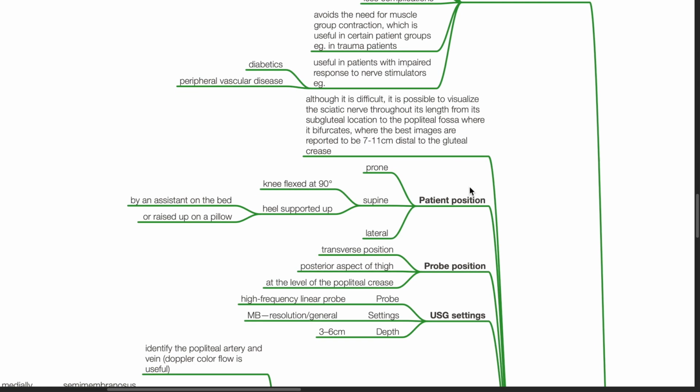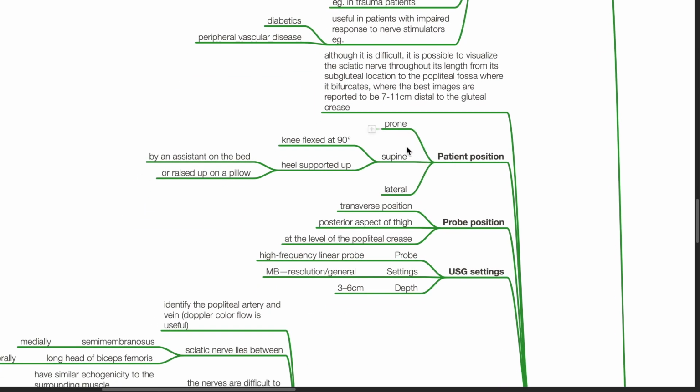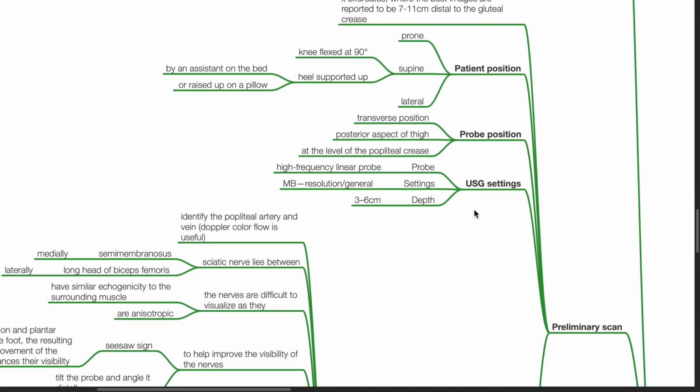Patient position can be prone, supine or lateral. In the supine position, the knee is flexed at 90 degrees, the heel supported up by an assistant on the bed or raised up on a pillow. The probe position is transverse at the posterior aspect of the thigh at the level of the popliteal crease. Ultrasound setting: use a high-frequency linear probe, set at MB resolution, general, depth 3 to 6 cm.